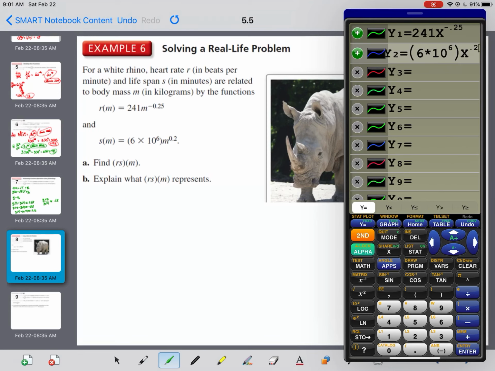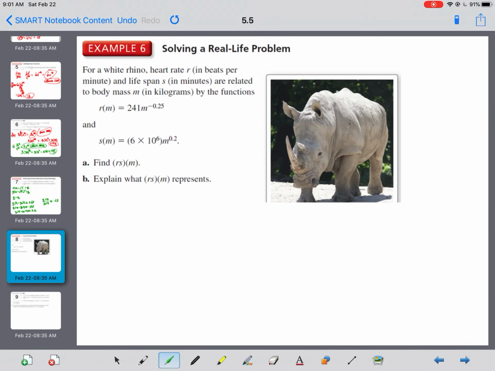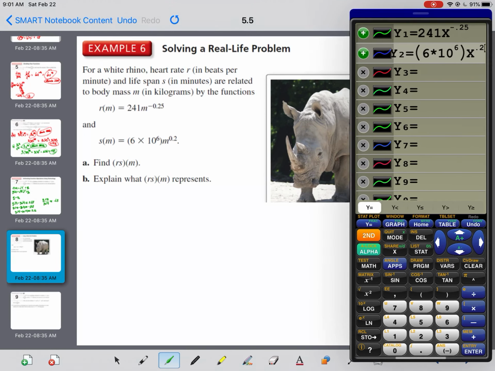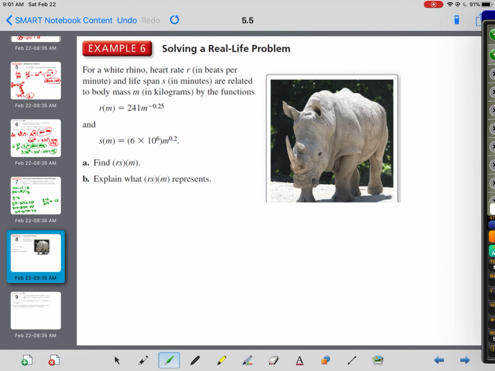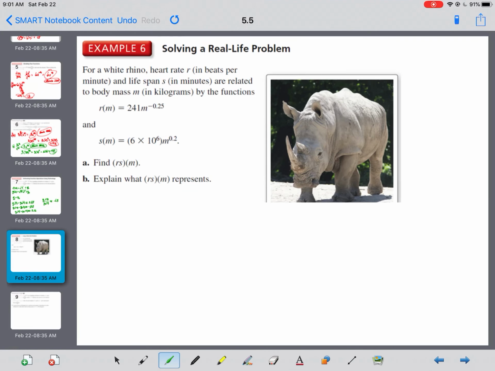Now, what it doesn't get me is what all of that means, right? But I'm going to be able to calculate anything they want me to calculate if I did it. It actually doesn't say to calculate anything, so I may have wasted my time on that. But that's how you type it into the calculator. So if we wanted to say that the mass of the rhino was 1,000 kilograms or whatever, we could just put that in for our x whenever we type that.